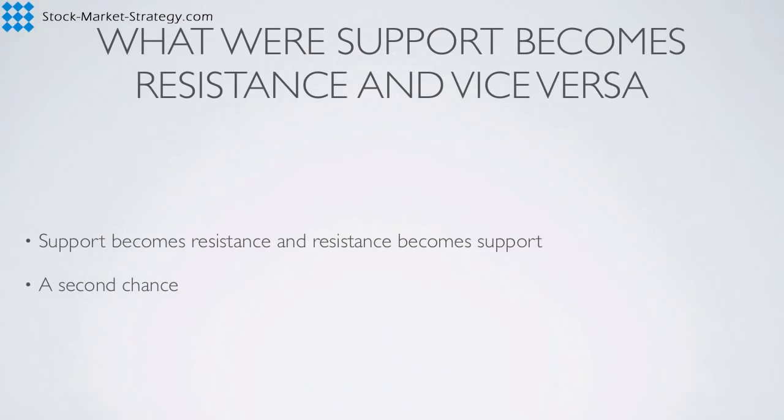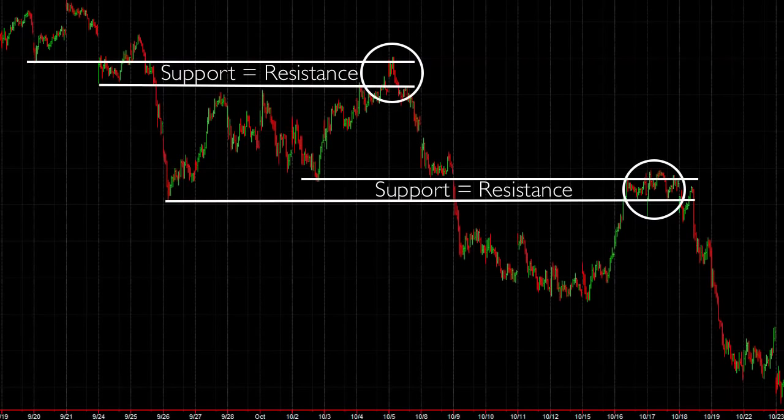The next is what were support becomes resistance, and what were resistance becomes support. It's kind of a second chance that if you, for example, short a resistance and price breaks through and comes back and tests that resistance, you have a second chance you can get out at your entry or around your entry. But let me show you on the chart.